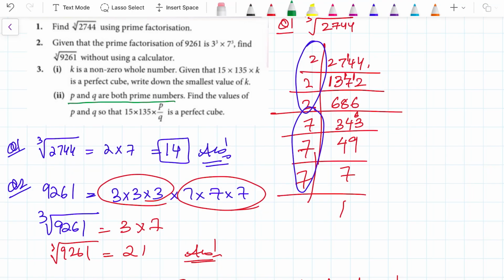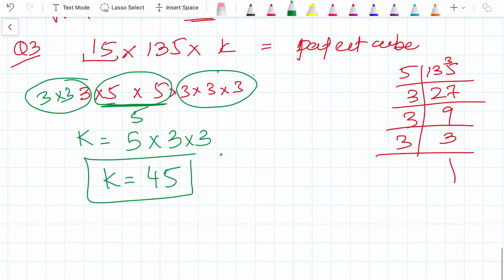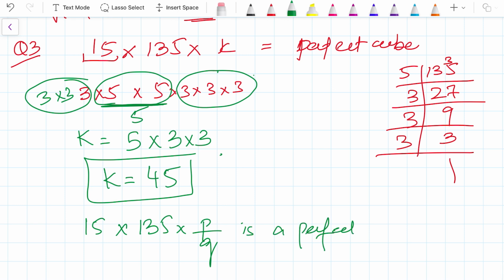P and Q are both prime numbers. Find the values of P and Q so that 15 into 135 into P upon Q is a perfect cube.